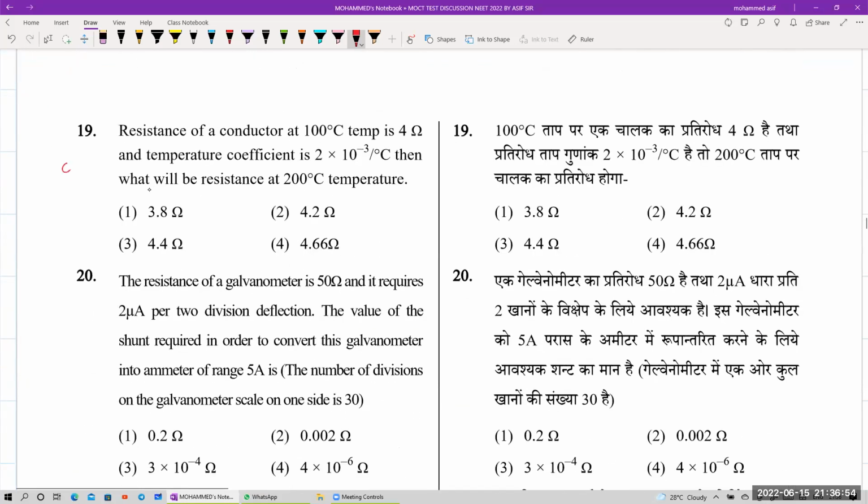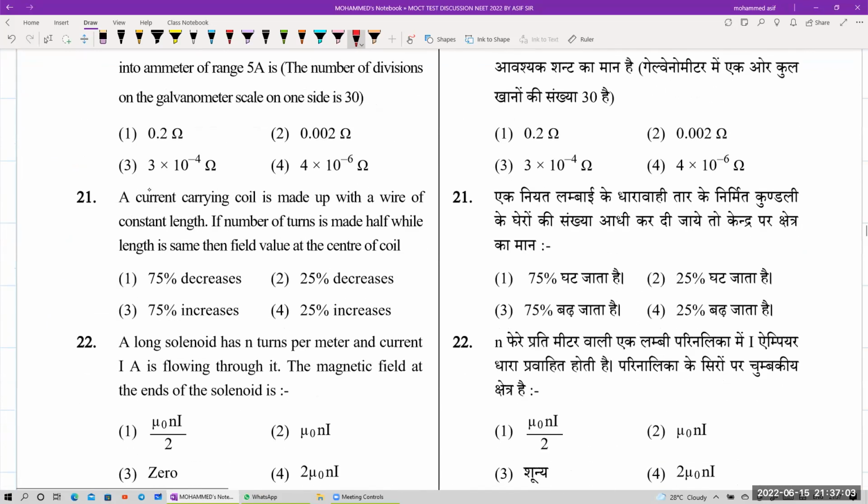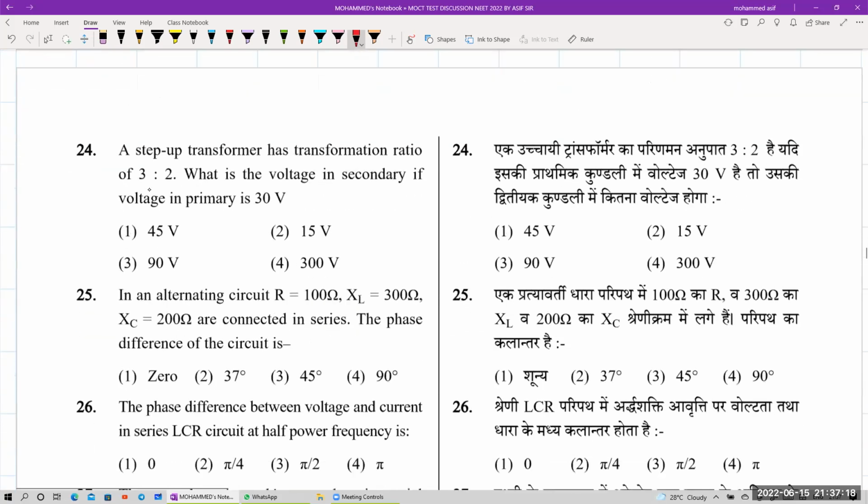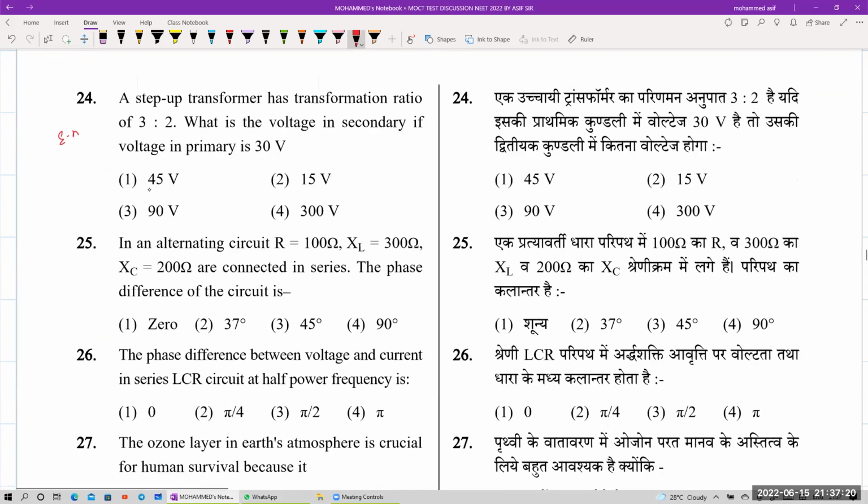And this one is your current electricity. This one is your magnetic effects of current. Magnetic effects of current. Then current line, this one is also your magnetic effects of current. This one is also magnetic effects of current. Solenoid. Time constant, this is your EMI, I can say. Time constant is given. There is nothing but your EMI, self-inductance. This one is also from your EMI.